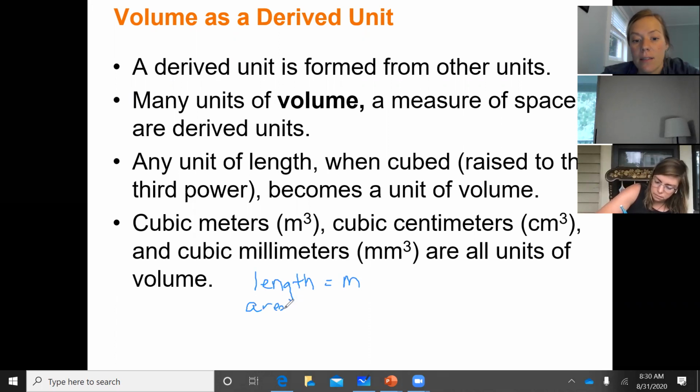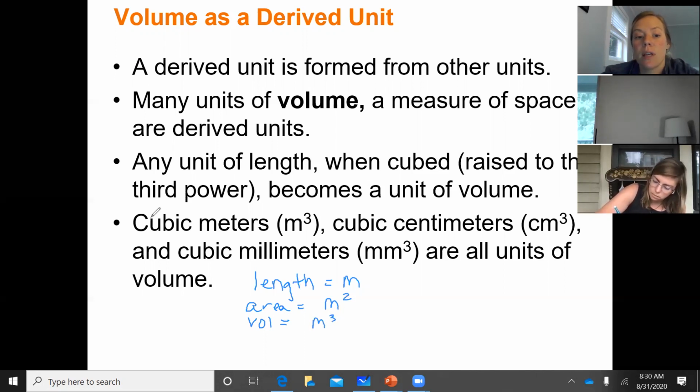Area is an example of a derived unit as well. What is area? Area is a length times a width, so your area would be meters squared. Volume can also be written as a derived unit. Think of a cube: a length times a width times a height, meters cubed, okay?